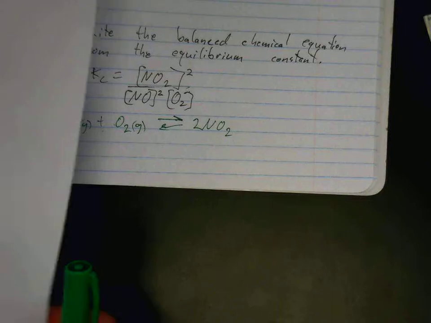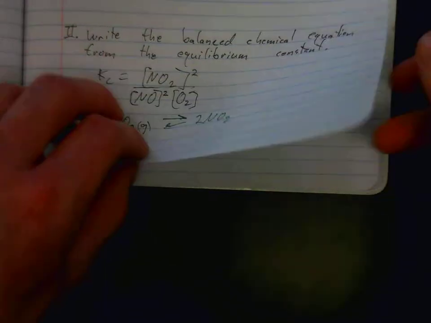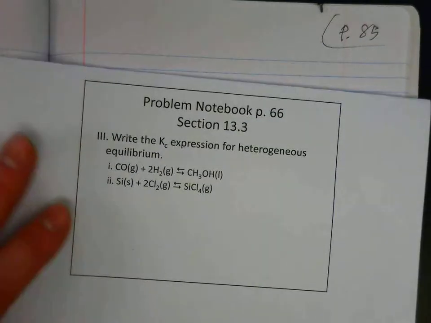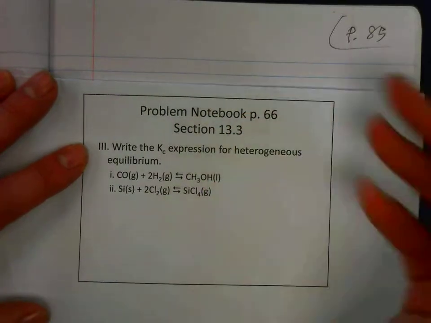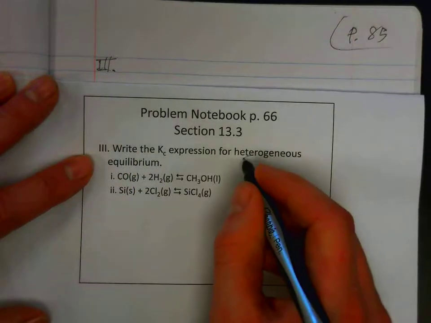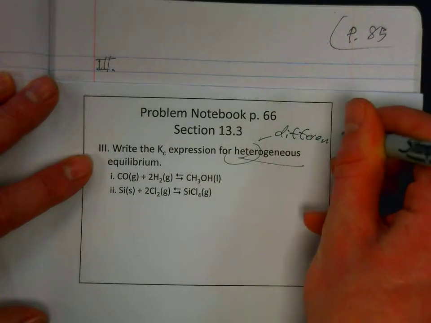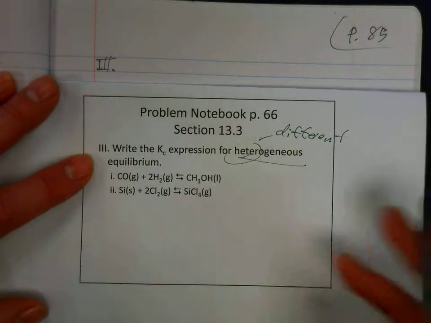Alright, so let's look at some other applications of equilibrium expressions. First of all, what if we have something more than just gases, as we saw in the last example? So in this example, we have heterogeneous equilibrium expressions. Heterogeneous means we have different states of matter, and so that has an effect. Let's do this first example.